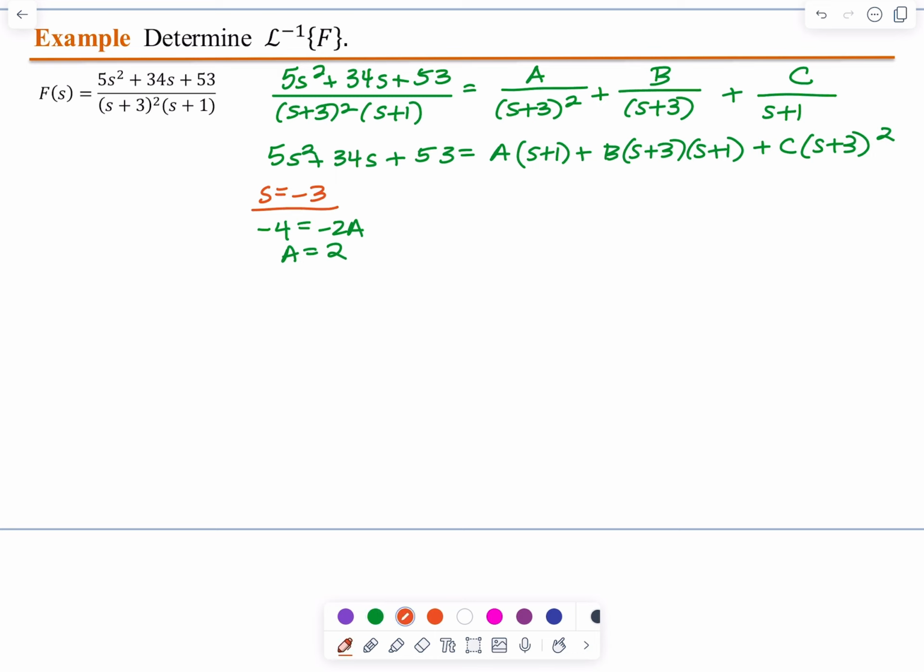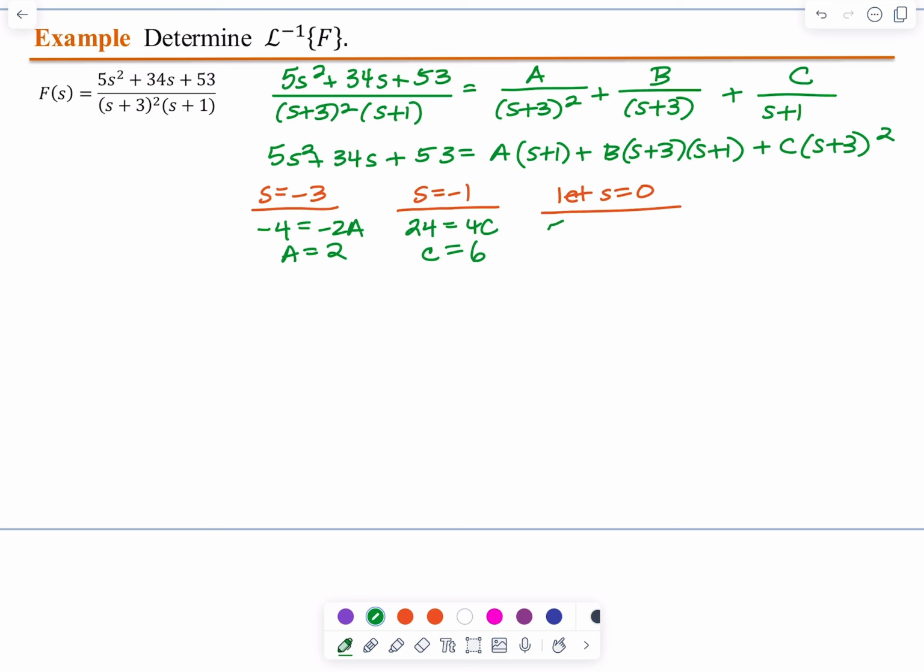Let's go ahead and let s equal negative 1, and when s is negative 1, we have 5 minus 34 plus 53, and we get 24 is equal to 4c. So c is equal to 6. So it doesn't really matter, we could just say s equal to 0. Again, you can do what you want.